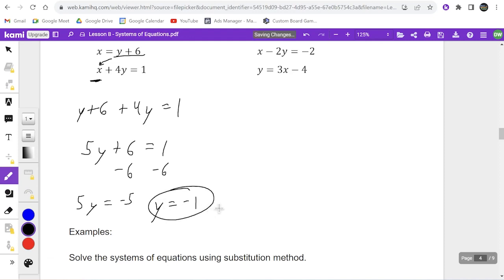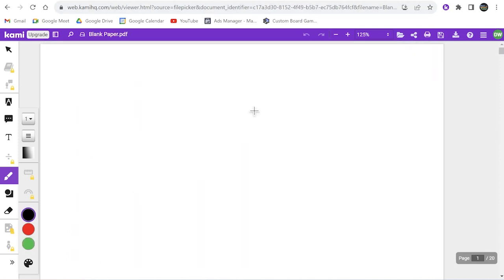And then if you want to find x, all you got to do is x equals negative 1 plus 6 because I plugged into the top function. It's definitely easier. And I'll get x equals positive 5. So the solution is 5 comma negative 1. Any questions there? Okay, good.